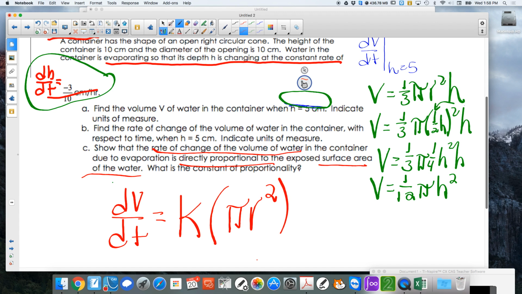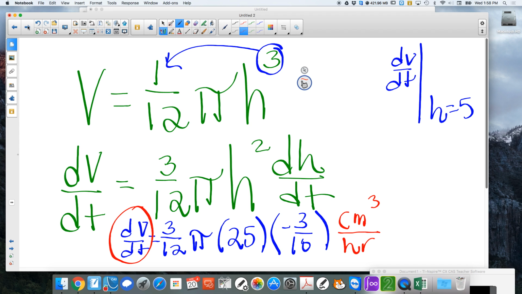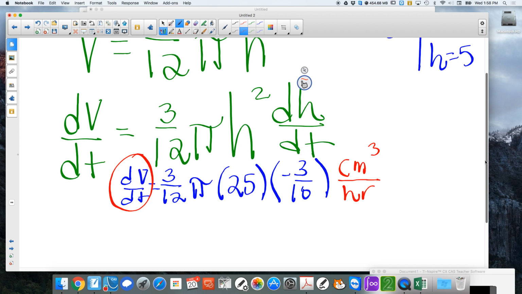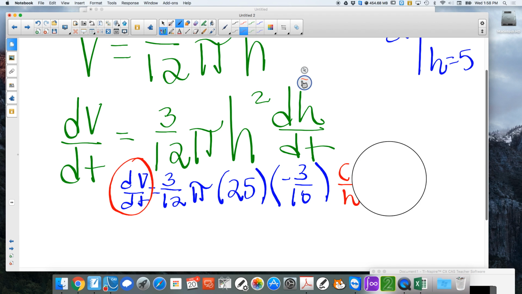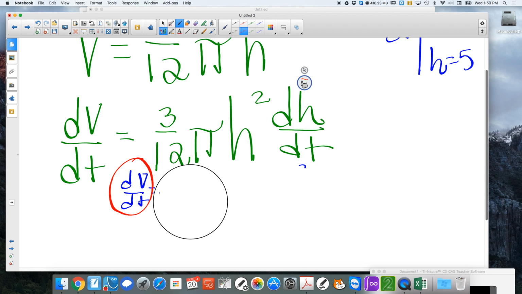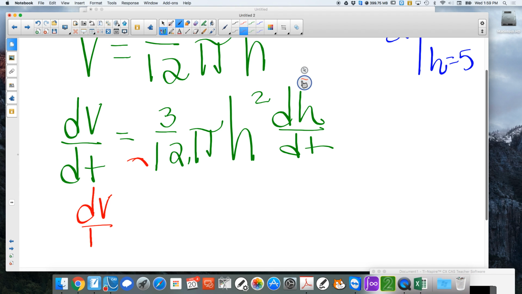Well, I'm going to bring that with me to the next page for a second. And I'm going to write it right next to what we have right here. I'm going to erase this a little bit. So Henry, you just found out that dV/dt equals k pi r squared.